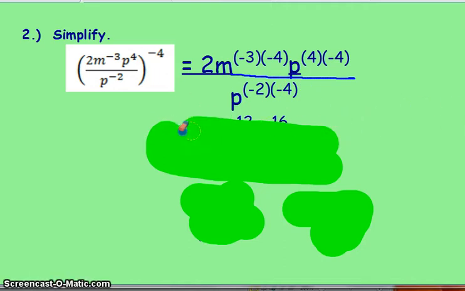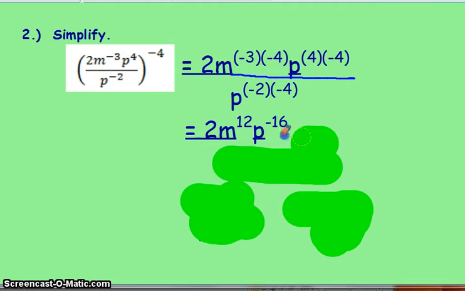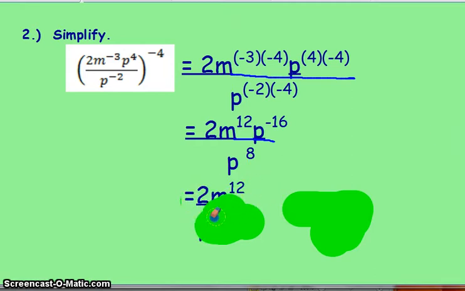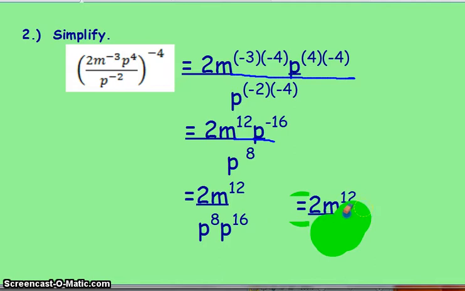Let's continue simplifying. So at this point we're not done because we see p as a base has appeared twice, and we also have a negative exponent, and those are two things that we want to eliminate to have our expression in the most simplified form. So combining the base of p, I remember that p to the negative 16th means p to the 16th in the denominator. And so when I put those together, I am now left with 2m to the 12th over p to the 24th. And that is as much as we can simplify it.